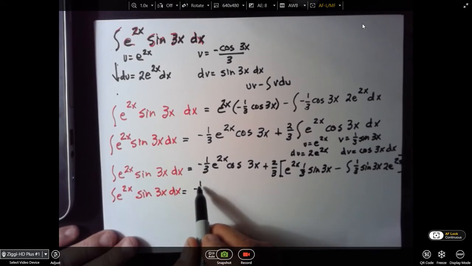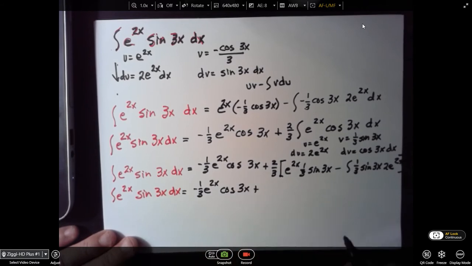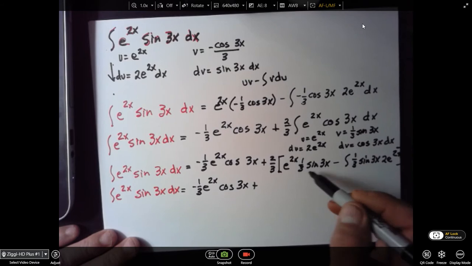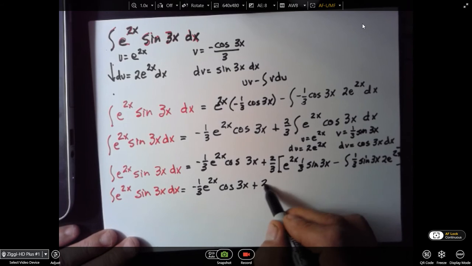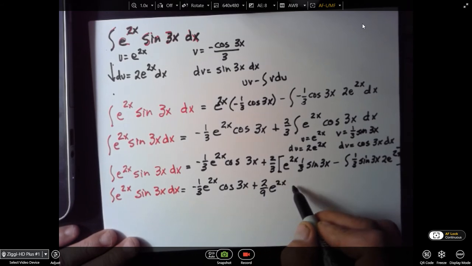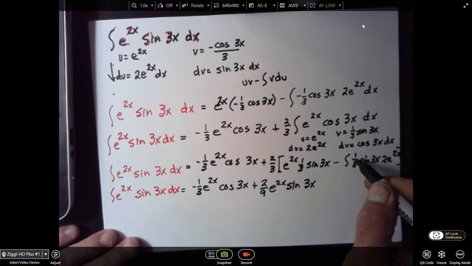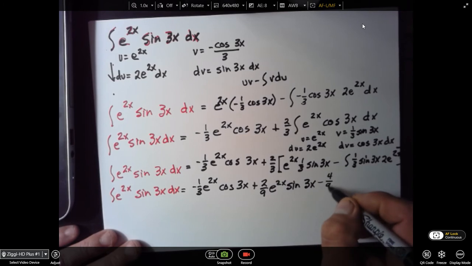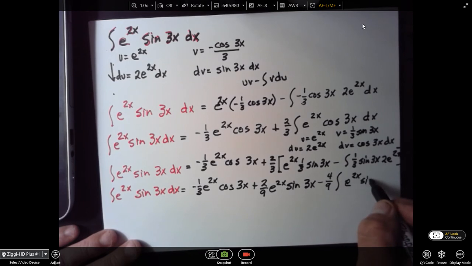Is equal to negative 1/3 e to the 2x cosine of 3x plus, and we're going to leave that 2/3, we distribute it, 2/3 times 1/3, I think that's 1/3, isn't it? Yeah, 1/3 is 2 over 9, e to the 2x sine of 3x. That 2 and that 1/3 can come out, and that'll be 2/3 times this 2/3, which would be 4/9. Antiderivative e to the 2x sine of 3x.